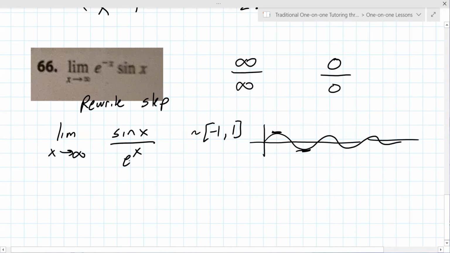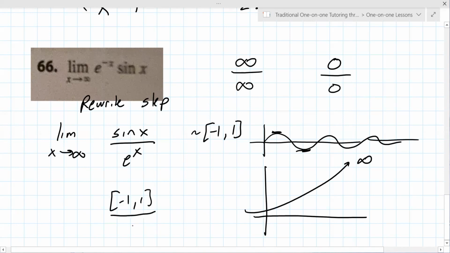Yeah. Okay. E to the x, when you graph it, it goes like this. So it goes to infinity. So this is essentially asking you, and this is not quite right, but this is how you have to think about it: what is a number over infinity? A number over infinity is 0. Yes. So this goes to 0. But this is not L'Hopital's rule. This is not an indeterminate form. So maybe 67 is. Nope, it's not.